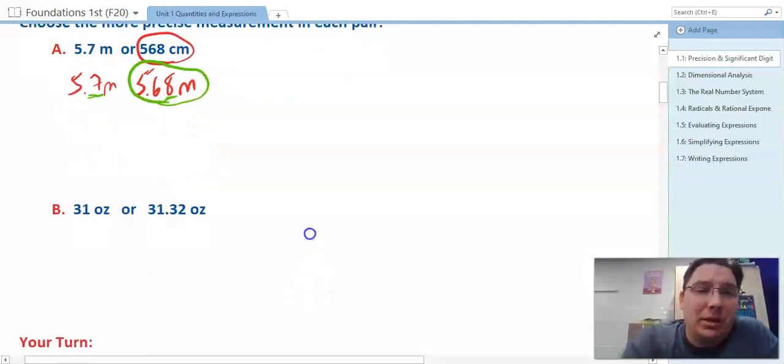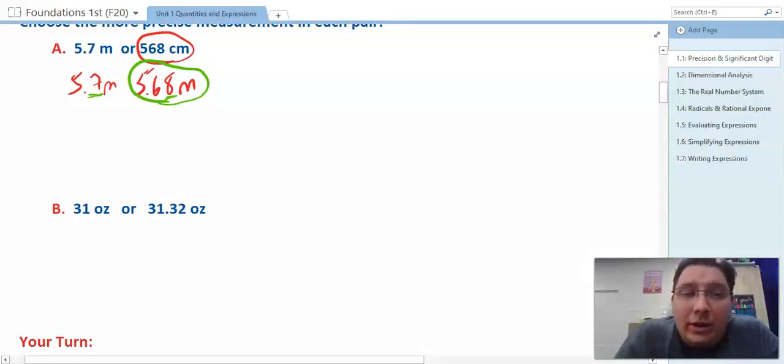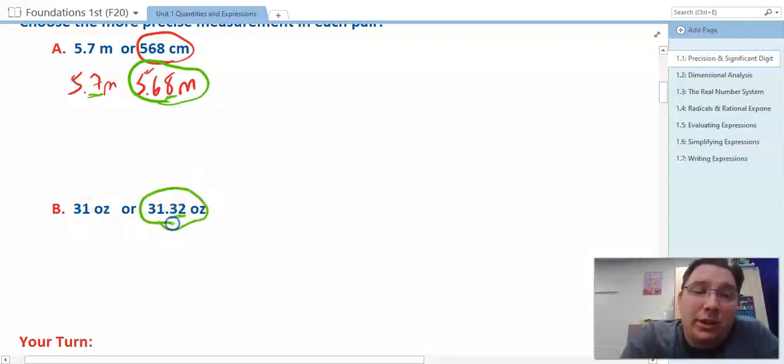Look at example B. Based off what we just said, which one do you think is more precise in the pair? Is it 31 ounces or 31.32 ounces? Take a look at that one. All right, so which one is it? Well, this one has only whole ounces. This one gets us to the hundredth of an ounce, and so this is our more precise unit.